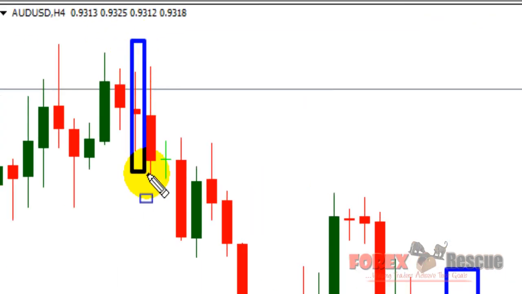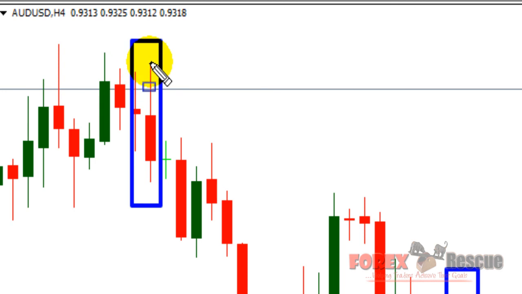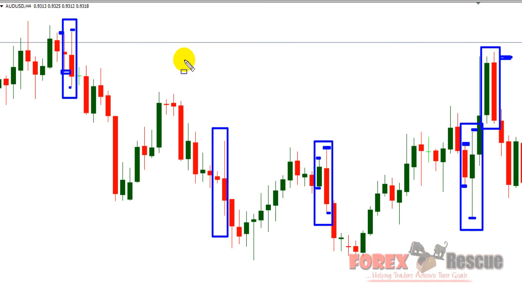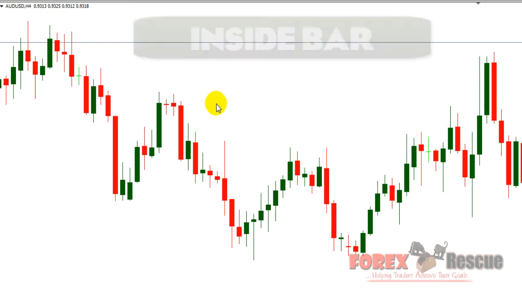Now this is another example of a bearish engulfing bar. You can see the high is higher than the high of this candle, while the low is lower than the low of this candle. So these are various examples of engulfing patterns. Whenever you spot this engulfing pattern in the direction of the trend, then get ready to make money from the forex market.